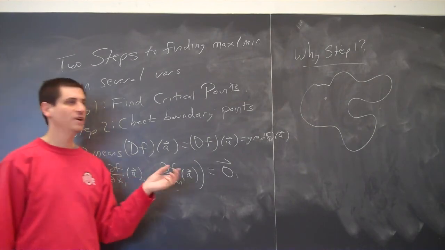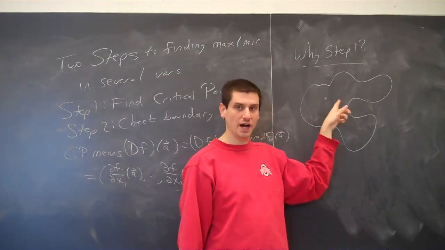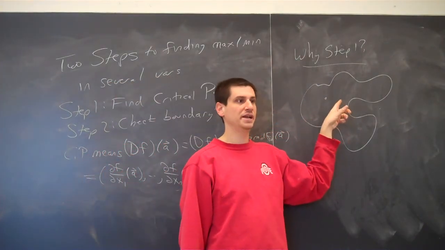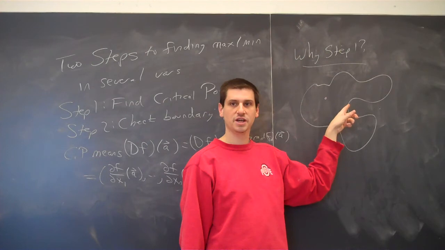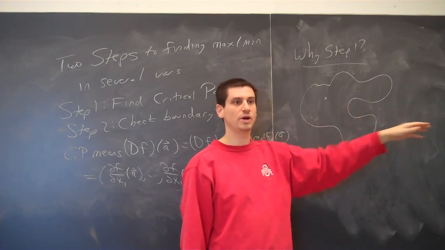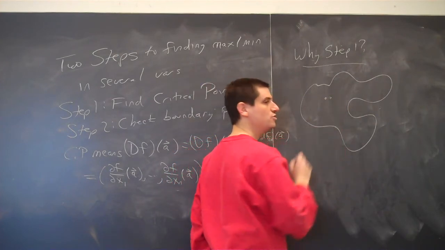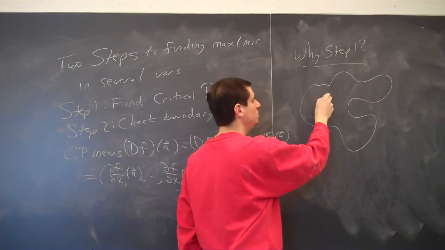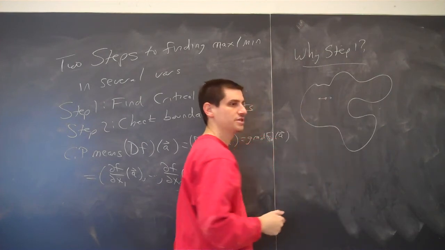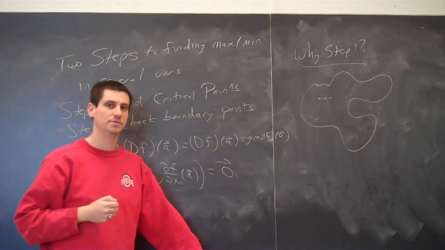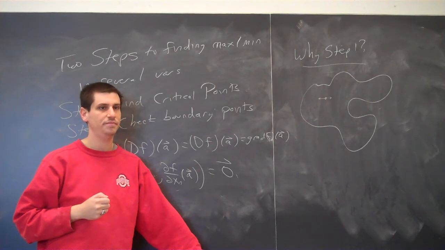Positive. So if I'm at a place where I'm not at a critical point, at least one of my directions has a derivative that's not 0. Let's say it's in the first direction, along the x1 axis. It's positive, so if I move a little bit to the right, my function's increased. If I move a little bit to the left, my function's decreased. I can't be at a maximum. I can't be at a minimum.